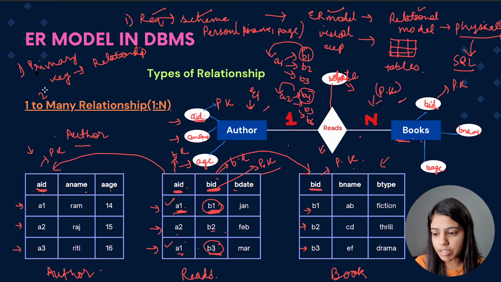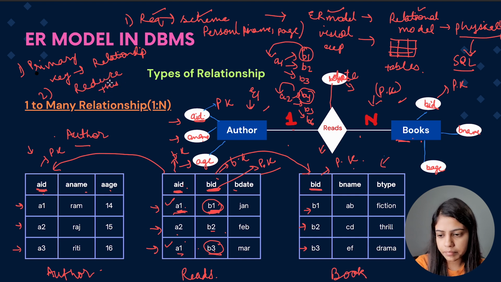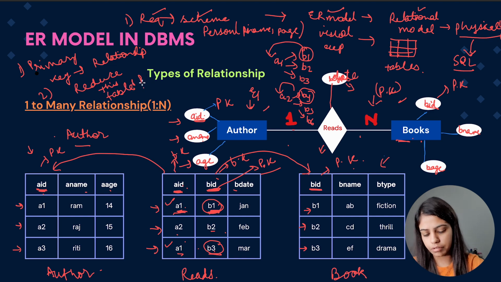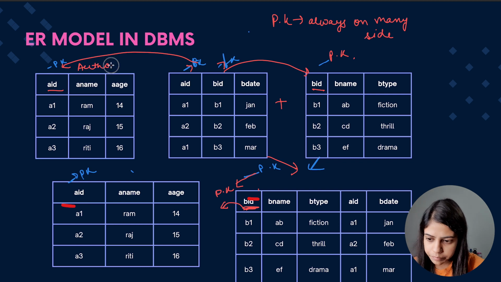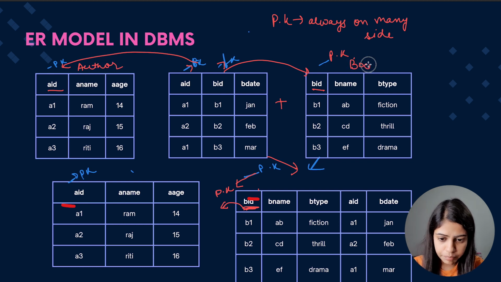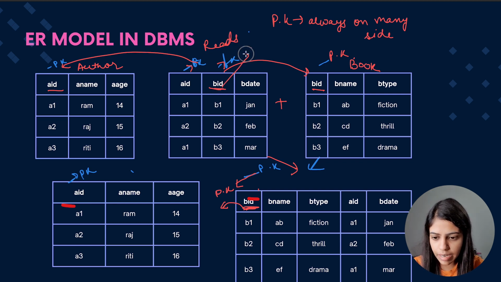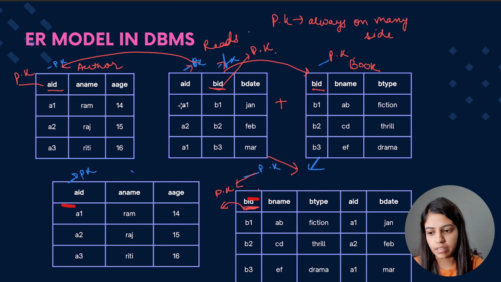Now the second question which comes into mind is, can we reduce these tables? So let's see about this. This is the author table. This is the book table. And this is the reads table. Just now we knew that B ID is the primary key in the reads table. Now author ID is the primary key here and B ID is the primary key here. So yes, the answer is yes, we can reduce the table.